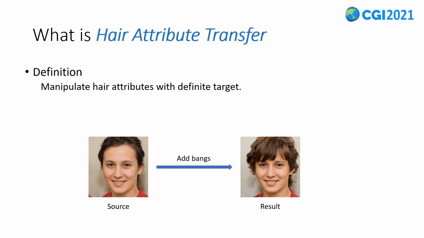First of all, let me answer the question, what is hair attribute transfer? Hair attribute transfer is to manipulate hair attributes with definite target. The input contains two parts, the source image and the target attribute. Usually, a designed tag of hair is assigned as the target. For example, add bangs to this image. The result is a source image replaced with target hair.